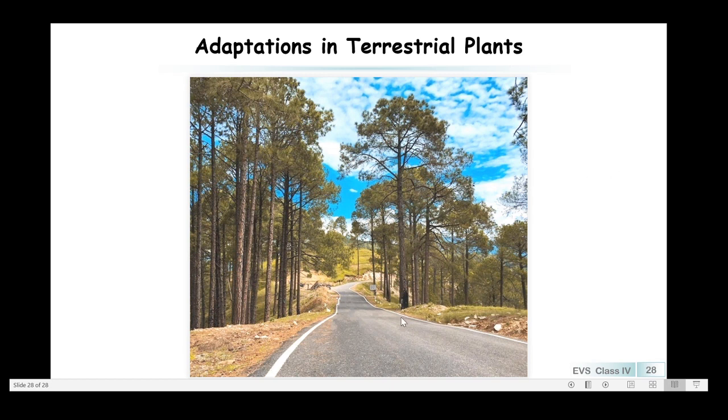So can you see this beautiful picture over here? This is a picture of mountain, and we know the plants that grow on mountains are, these are pine trees, right?